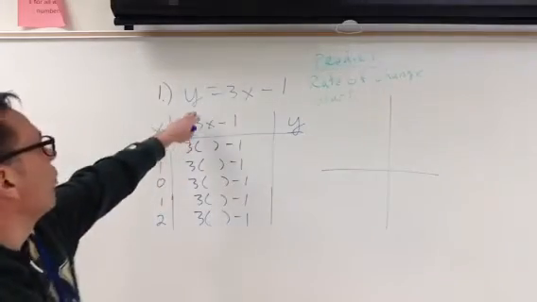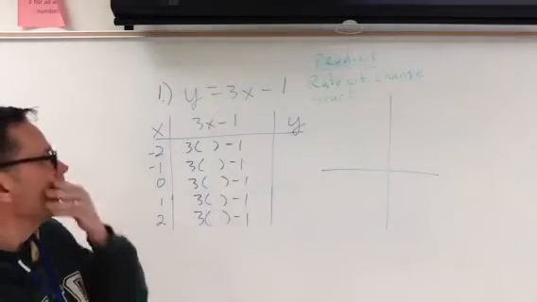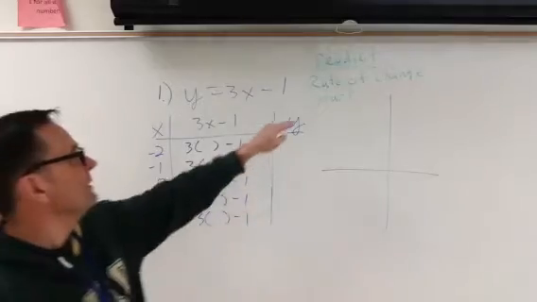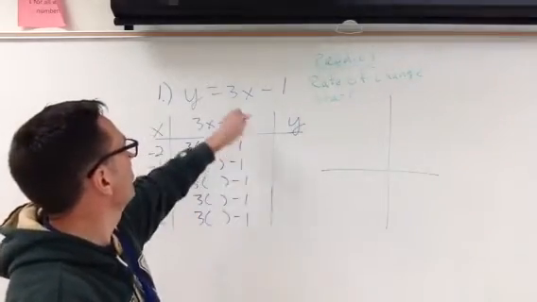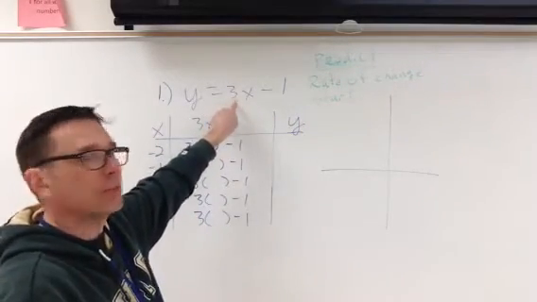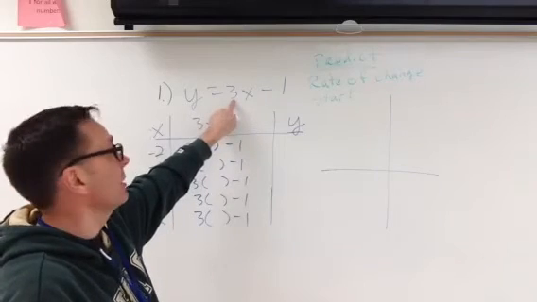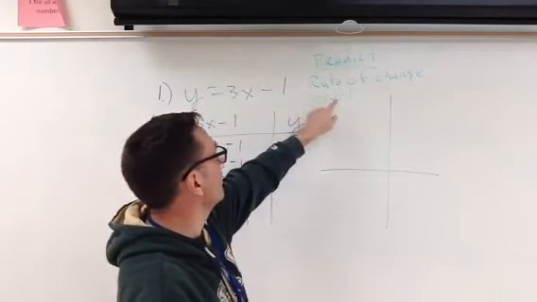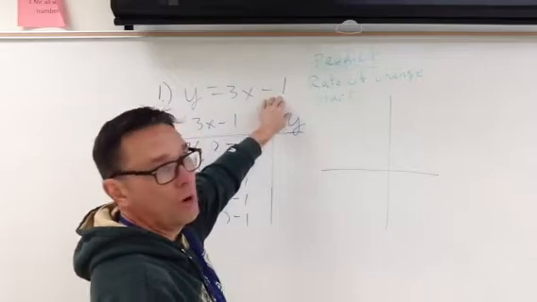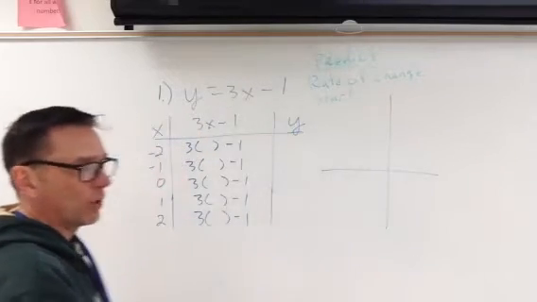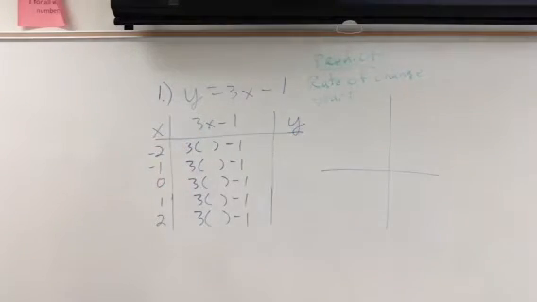So the first one, we have y equals 3x minus 1. Now looking at this, again, I'm going to predict that my rate of change is 3. Remember, that's where we put our rate of change in our equation. Our starting number was this number here, negative 1. So let's see how that works out when we start plugging these numbers in.